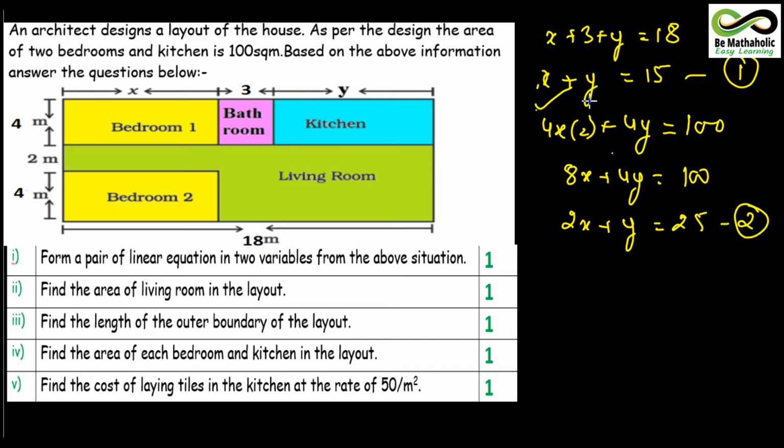Now you have equation 1, you have equation 2. Use the elimination method, subtract it. You will have the respective values of x and y. So once you get the values of x and y, you can substitute in the given diagram and answer the below questions. I hope it is clear to every one of you. Form a pair of linear equations in 2 variables from the above situation. So these are the pair of equations which we have framed. So this will give you the answer to this question.